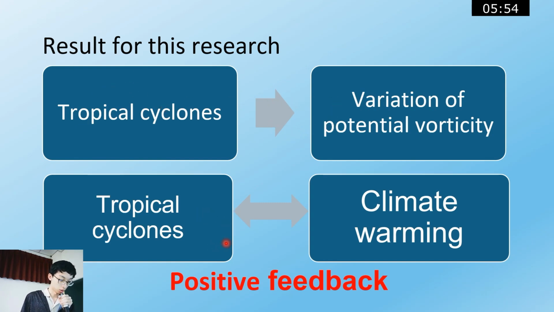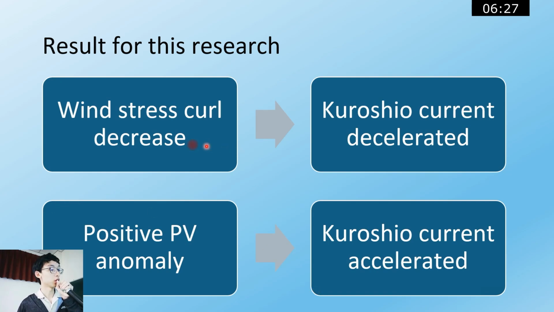The paper shows that tropical cyclones will cause variation of potential vorticity, and since there is climate warming and the tropical cyclones are getting stronger and more frequent, there must be some positive feedback between these. Then a wind stress curl decrease will cause the Kuroshio current to decelerate, and a positive PV anomaly will cause the Kuroshio current to accelerate.